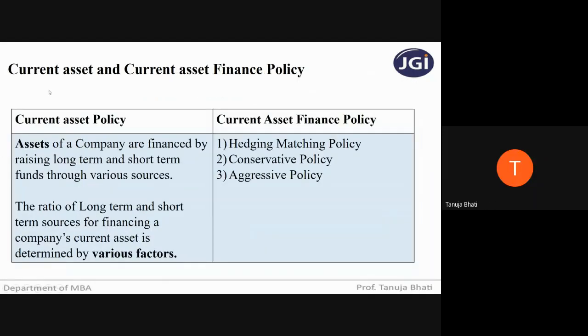Next, let us understand current asset and current asset finance policy. This is the last part that we are going to see. Now, what is current asset policy, students? Assets of the company are financed by raising long-term and short-term funds through various sources. This we have already seen, students. How does a company procure any asset? It requires finance. How is this finance coming to a company? Either through short-term sources of finance or long-term sources of finance. So the ratio of long-term and short-term sources of financing a company's current asset is determined by various factors.